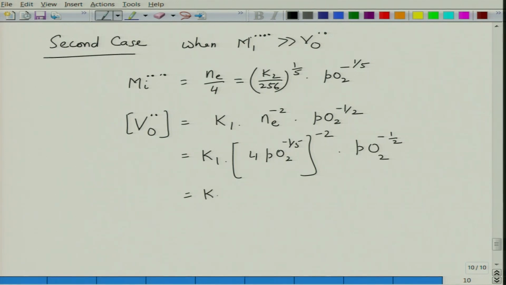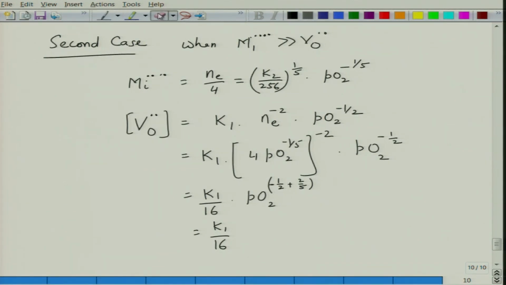So, this will become K1 divided by 4, basically it is divided by 4 square. So, 4 square will become 16, K1 divided by 16, alright, and you take this as PO to the power minus 1 by 2 plus 2 over 5. So, essentially you have minus 1 by 2 plus 2 over 5. So, this will be K1 divided by 16, sorry K2, where has K2 gone, hang on, we made some mistake here.